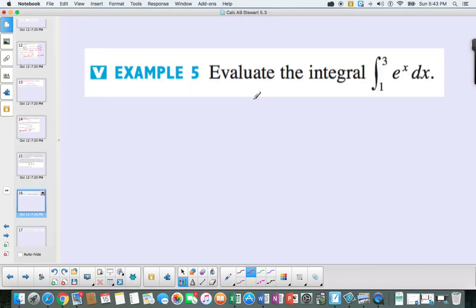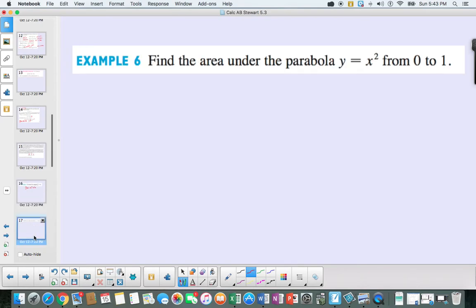Okay, let's go ahead and evaluate this integral. I'm going to go from 1 to 3 of e to the x dx. So I'm going to find the antiderivative of the function, which is e to the x, and I'm going to evaluate it from 1 to 3. So this will be e to the third minus e to the first. And we can leave it that way to be exact, or we can put it in the calculator and get an approximation.